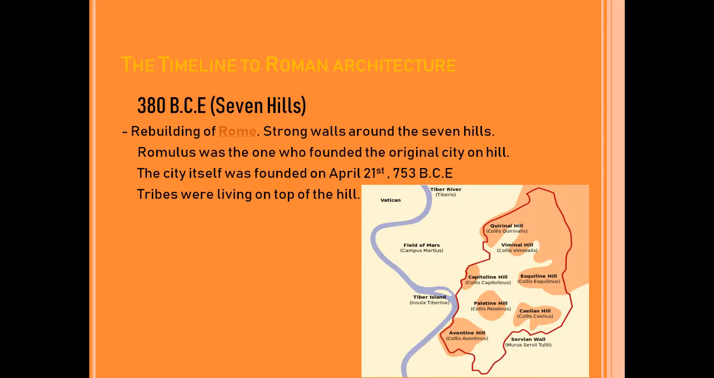We're going to start off with 380 BCE, which is the Seven Hills, the rebuilding of Rome, with strong walls around the Seven Hills. The original city was founded on a hill. The city itself was founded on April 21st, 753 BCE. Tribes were living on top of the hill. As you can see from the picture, I'm focusing on the wall that's around these seven hills, which is the red outline.